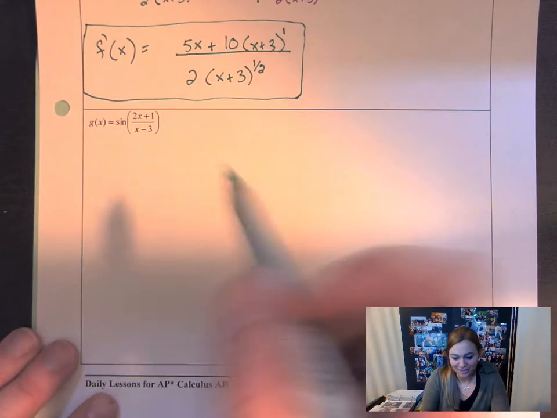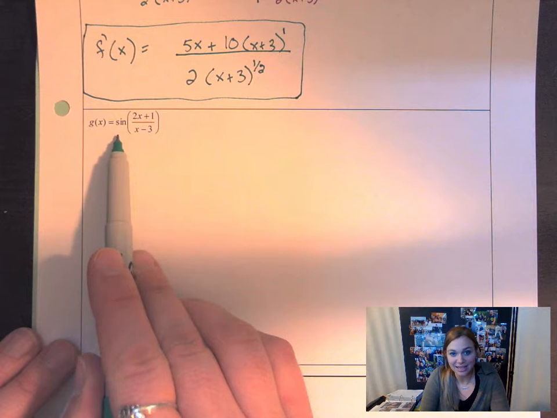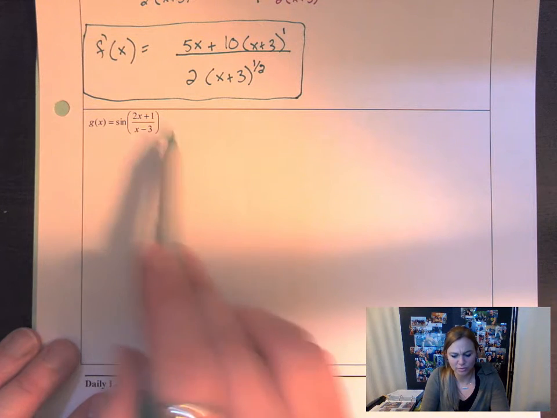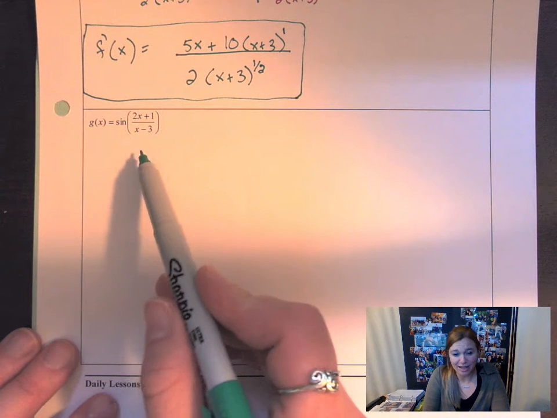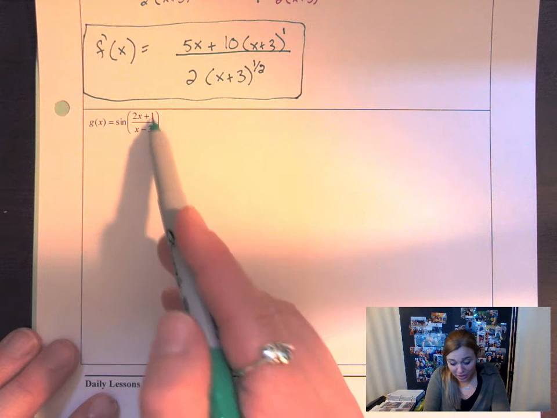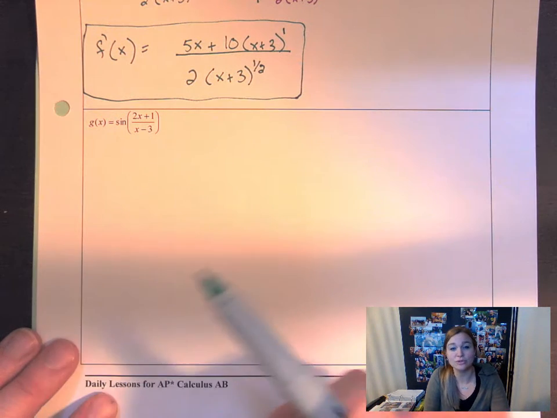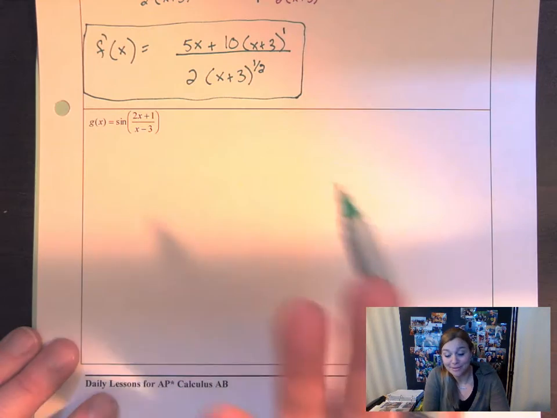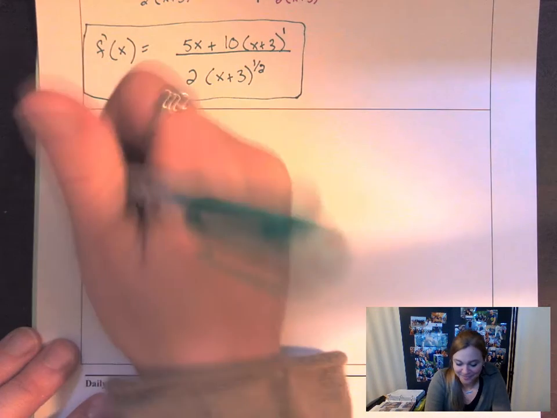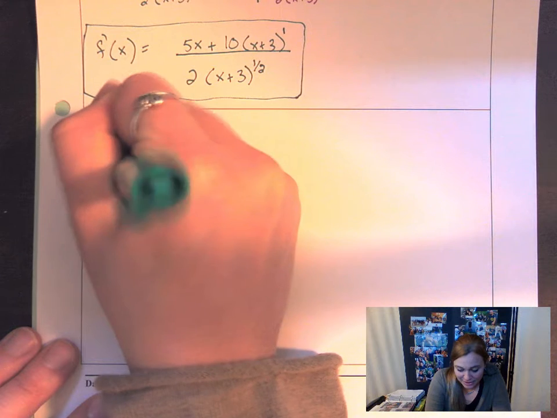Let's do another one. Look at this one. I've got sine. Sine of x is normally what I have, but this is sine of a whole function in here. Very exciting. So I've got a chain rule going on. And then also on the inside, you can see there's a quotient rule. So you can do a bunch of these rules at the same time. So g prime of x.